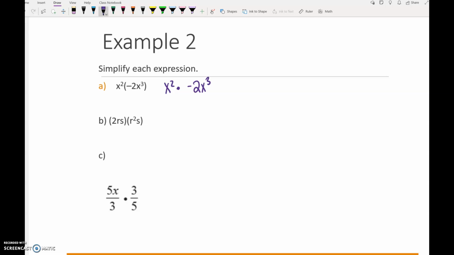Okay, so numbers. We've got a 1 in front of the x squared. 1 times -2 is -2. Then the x's. We've got x squared and x to the third. X squared is that. X to the third is that. How many x's are there total? 5 of them. So this is x to the 5th. When you're multiplying, you add the exponents.